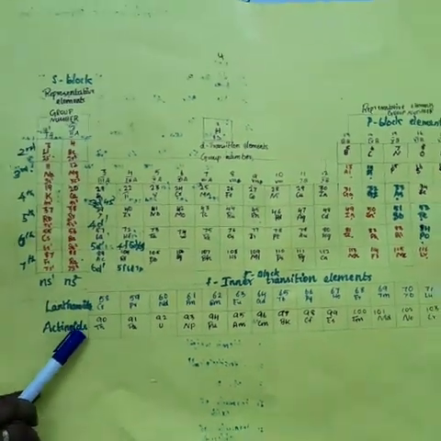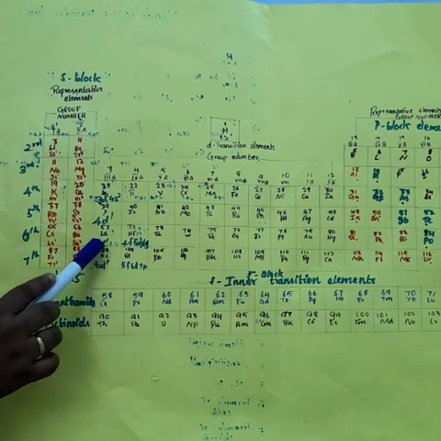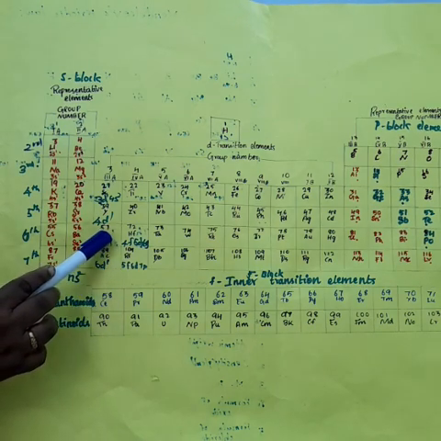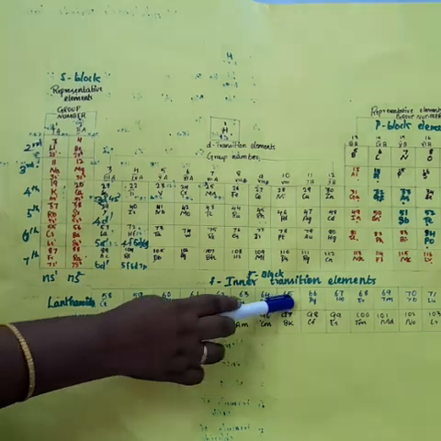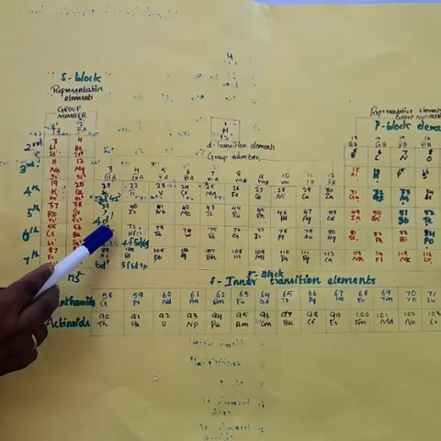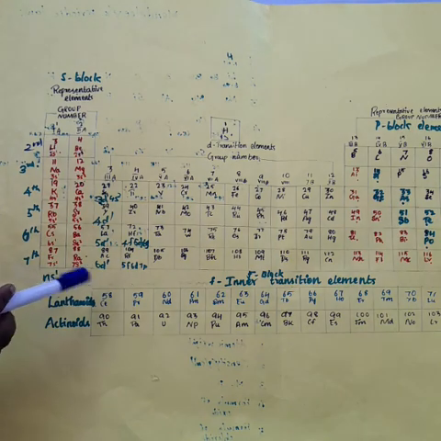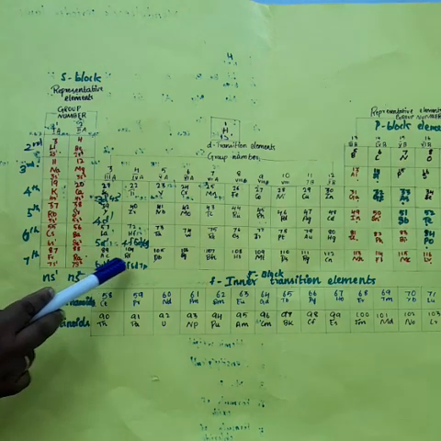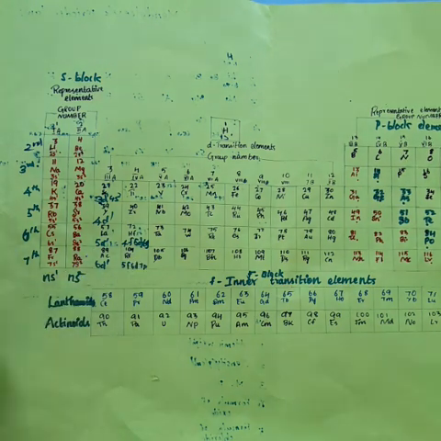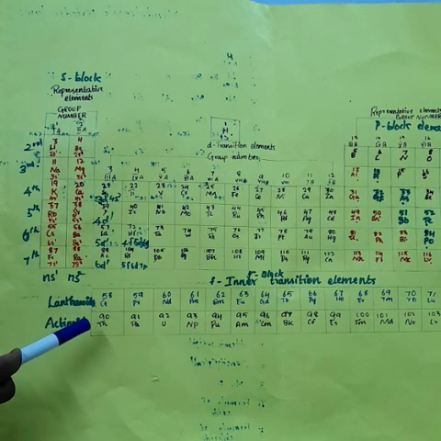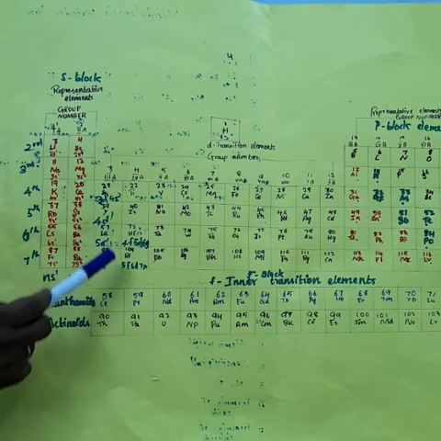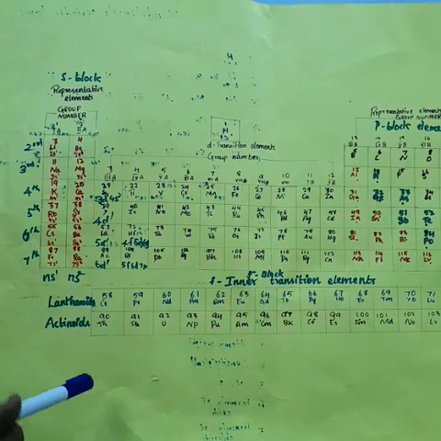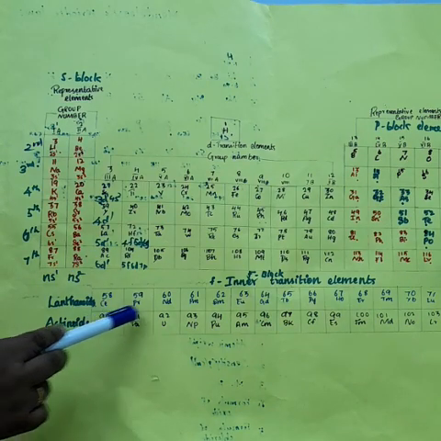The lanthanides form in between lanthanum and hafnium. There are 14 lanthanide elements, placed in between lanthanum and hafnium. And the actinides are placed in between actinium and rutherfordium. Understood? The elements with atomic numbers 58 to 71, which follow lanthanum (57), and the elements with atomic numbers 90 to 103, which follow actinium, are called the actinides.